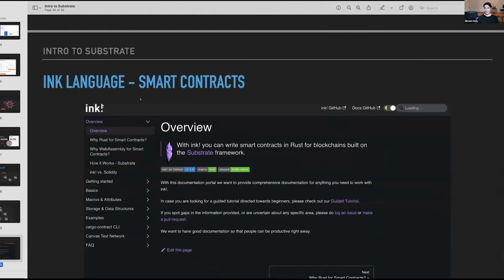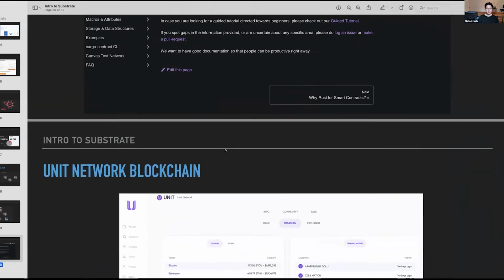Mentioned before, a language called Ink. So Ink is what you use to write smart contracts on Substrate. It's very similar to what Solidity is. Solidity is the language for writing smart contracts on Ethereum. This is the language for writing smart contracts on Substrate.